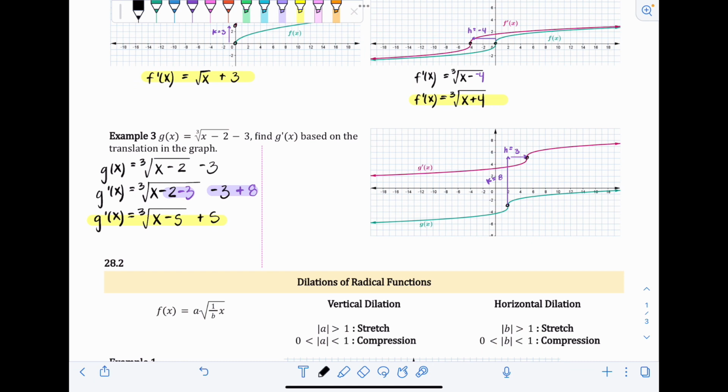Okay, so that general function formula in terms of transformations is f of x minus h plus k. Well, if h is 3, I'm going to put that in for h. It'll be f of x minus 3. And then k was 8, so I'm going to put that in there. So we put 3 in for h and 8 in for k.